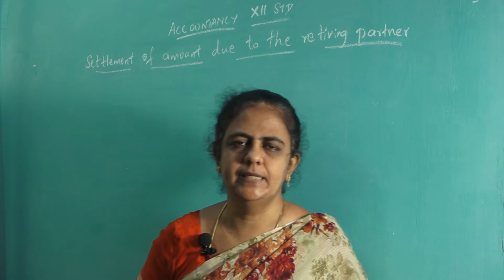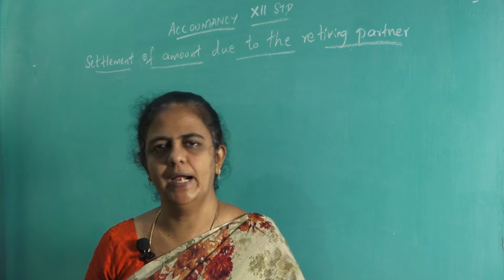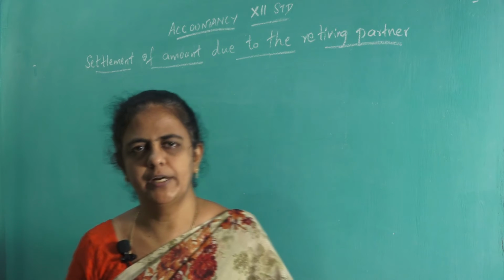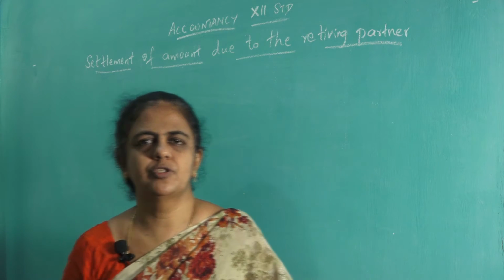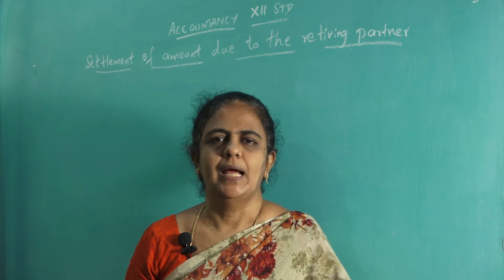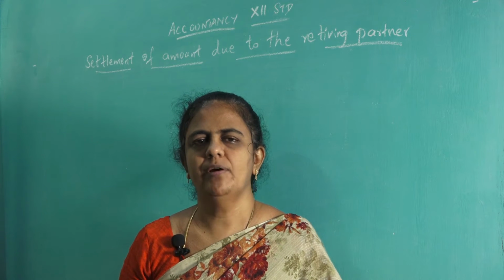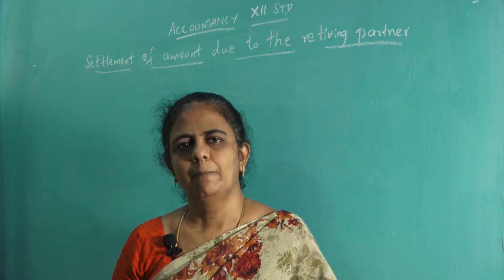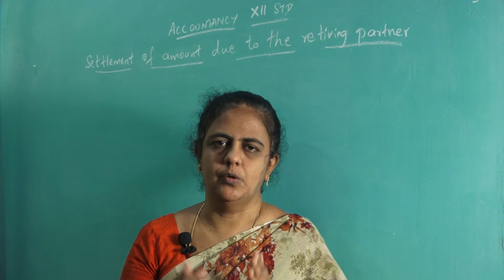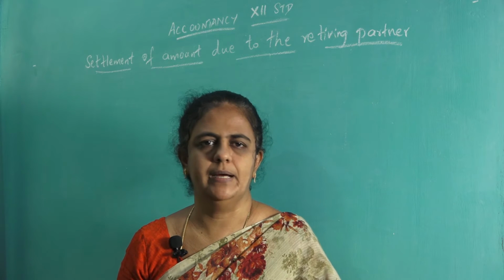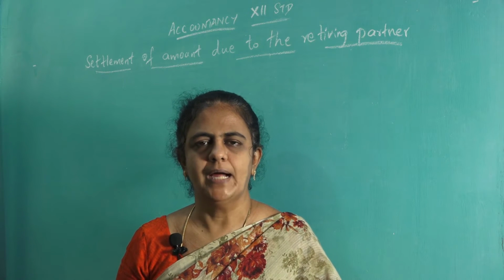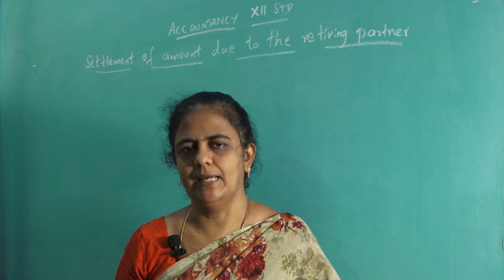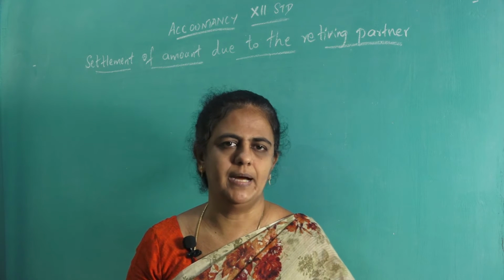So, in this question, 3 partners are there, Manju, Charu and Lavanya. What is their old ratio? Their old ratio is 5:3:2 and Manju is retiring. So, what are you asked to prepare? You are asked to prepare revaluation account and capital account. Revaluation account, you have already discussed how to prepare it, what you have to do. So, at the time of retirement, revaluation account should be prepared.